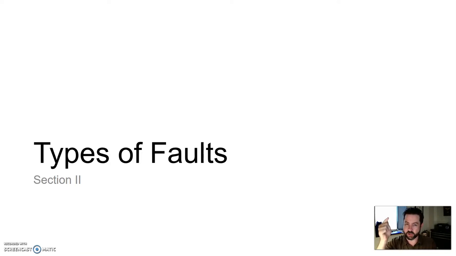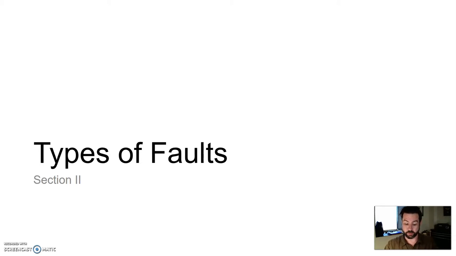Welcome back. Let's talk about types of faults. A fault is where a break in movement occurs, along which energy is released. This is known as an earthquake. So when the plates of the Earth break or interact and move relative to one another, they do so in a few different ways. Now, again, these are different than boundaries.